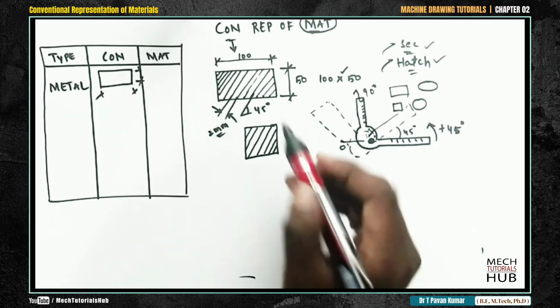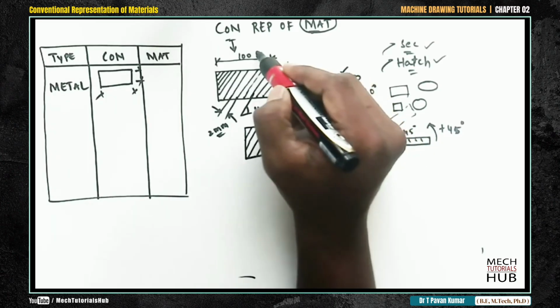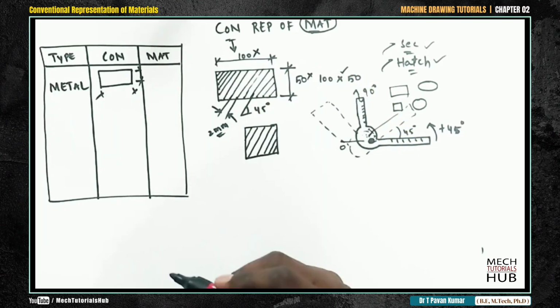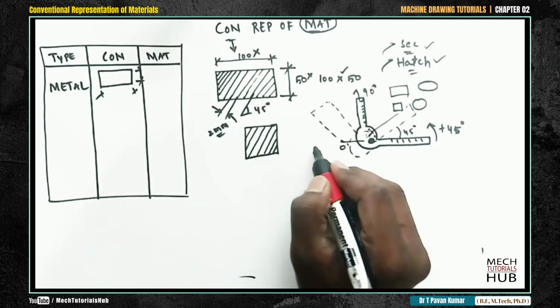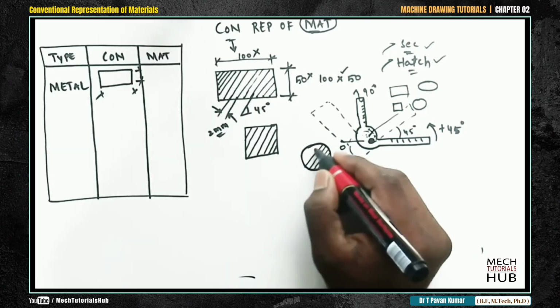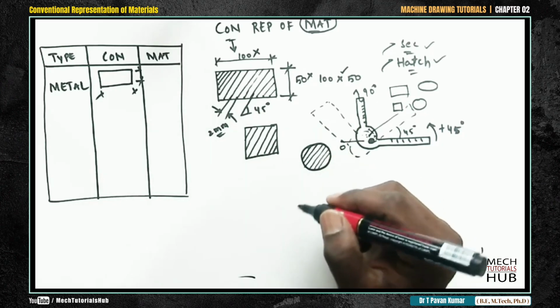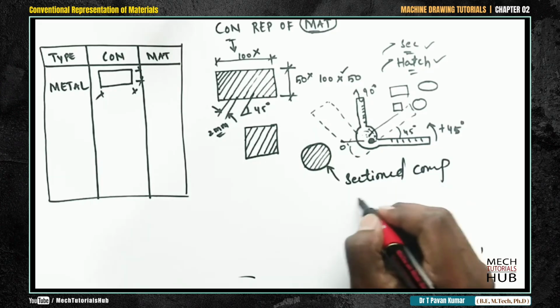Okay. Now in conventional representation, no need to show dimensions. As I said, it is not compulsory to draw a rectangle. You can draw a circle also, followed by hatching. Why do we do hatching? Because it is a section component. That is the reason we do hatching.